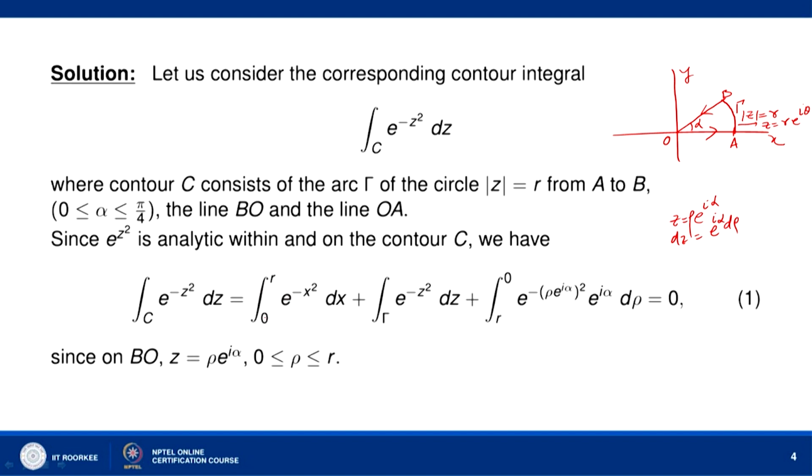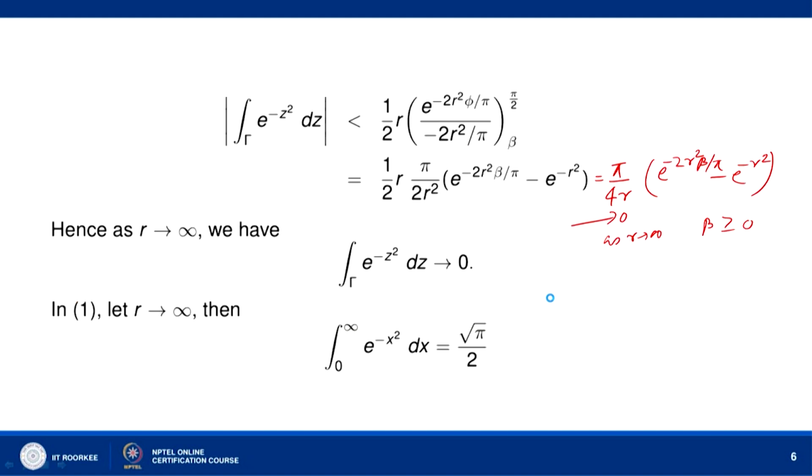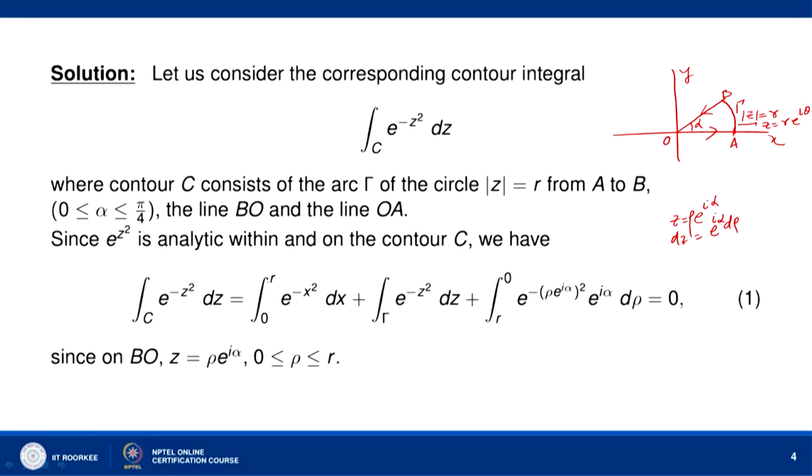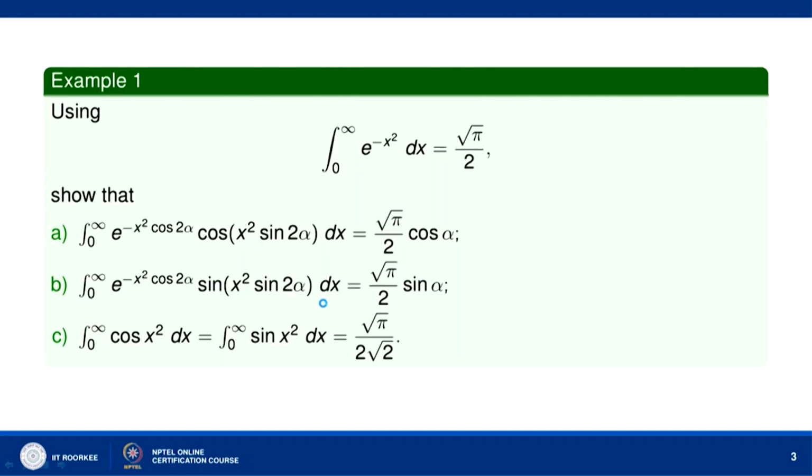Now, in equation 1, let us go to equation 1. So, in this equation, as r goes to infinity, what happens? This becomes the integral 0 to infinity e to the power minus x square dx, and we get here infinity to 0 this quantity. Let us see what this is. When r goes to infinity, this quantity becomes the integral 0 to infinity e to the power minus x square dx. This is known to us. It is root pi by 2.